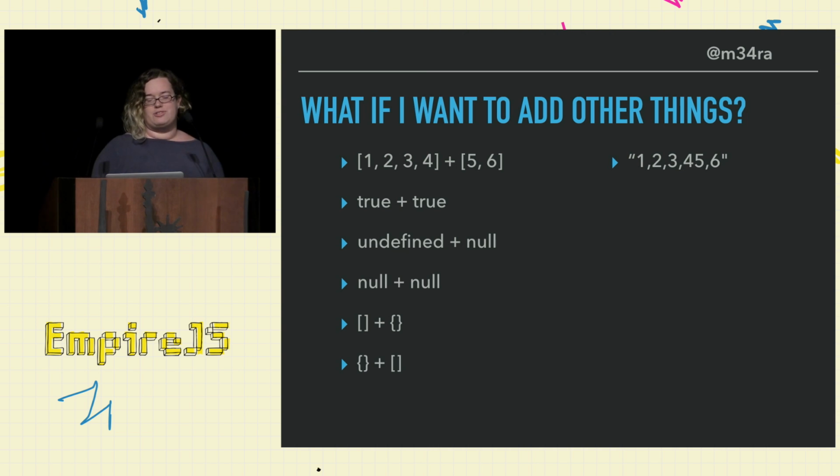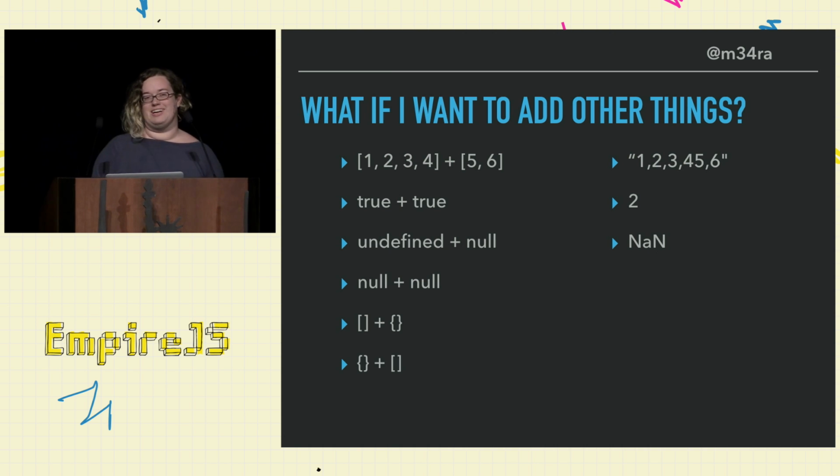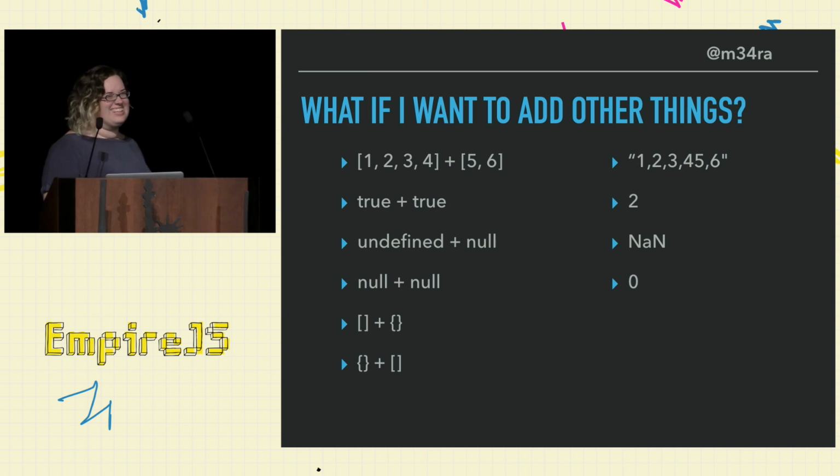What do we think might happen when we try to add true plus true? Okay, I heard a lot of different things. It is 2. How about undefined and null? Okay, somebody said undefined null. That would be fun. 0. Not a number. Okay. How about null plus null? Still not 5. It's 0.